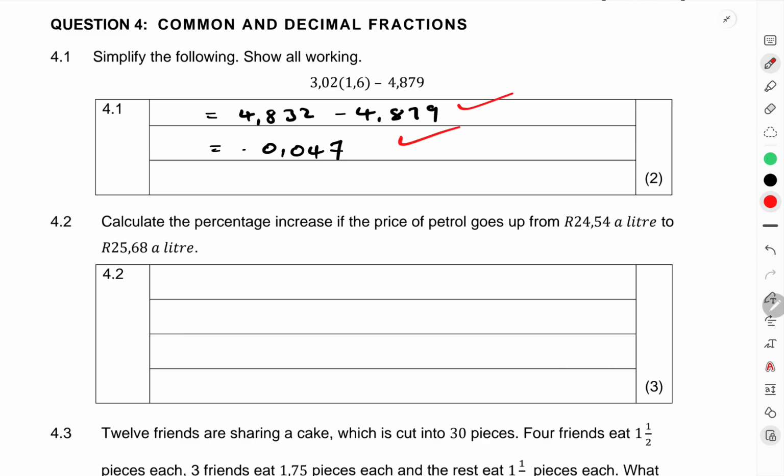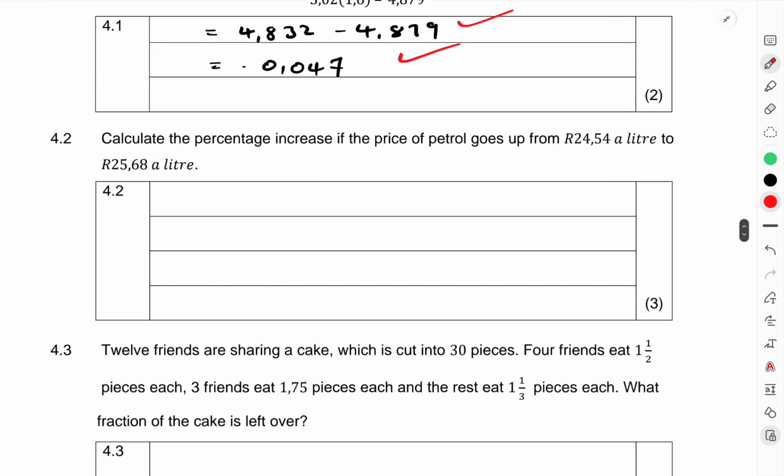Now, calculate the percentage increase if the price of the petrol goes up from 24 rand 54 a liter to 25 rand 68 per liter. Obviously, initially the price of the petrol was 24 rand 54, but then it increased to 25,68. How many percent did it increase with? Find the difference. How many rands did it increase with? So the price was from 24 rands, but then now it is 25 rands. Now how many cents or rands did it increase with?